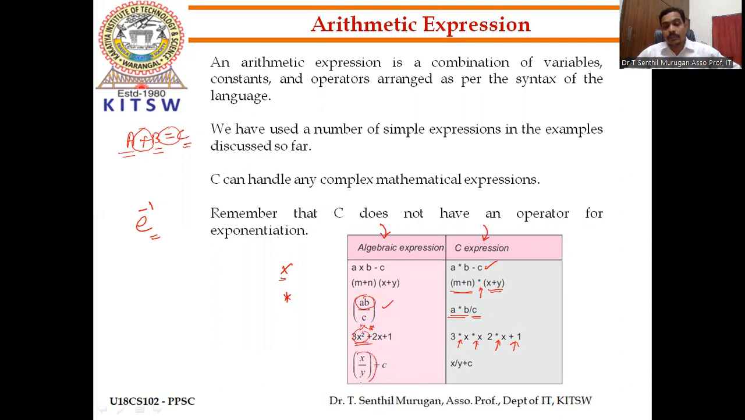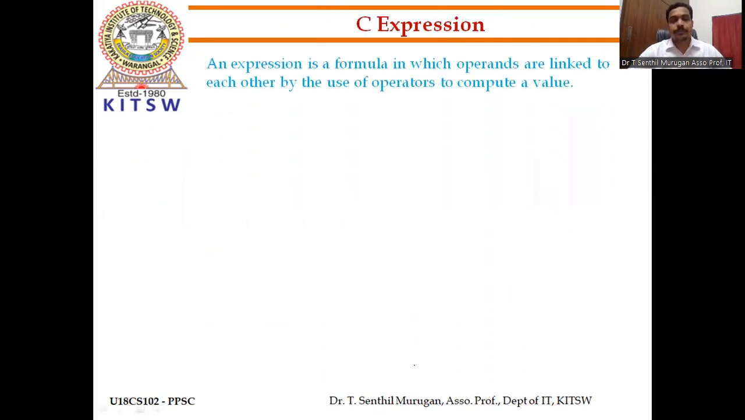Here you will see division, then addition operation. First x divided by y plus c. Like that we can write it. We already have the experience also. So normally, what is an arithmetic expression? C expressions. An expression is operators with operands that can perform some operation.